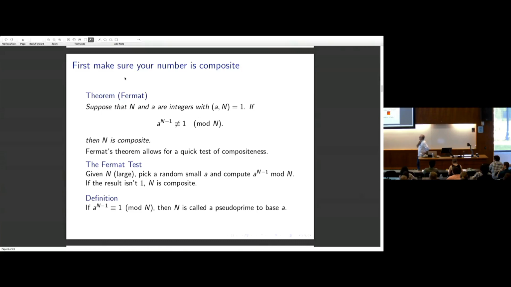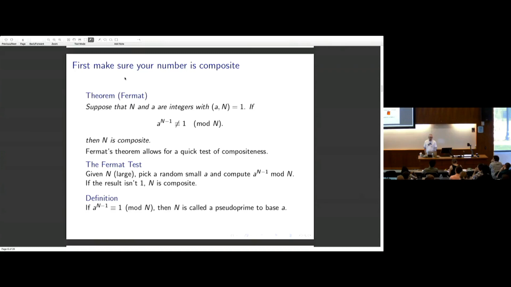So the first thing that you do if you want to factor a number is that you make sure that it is composite. And this is fortunately easy to do in practice. You apply Fermat's theorem, the easy Fermat's theorem, or the small Fermat's theorem.